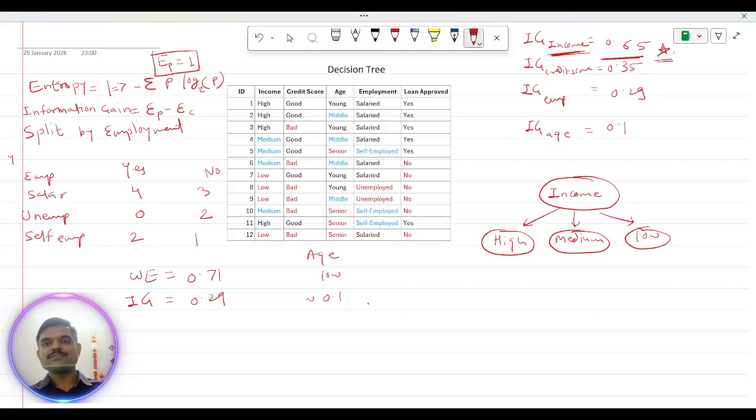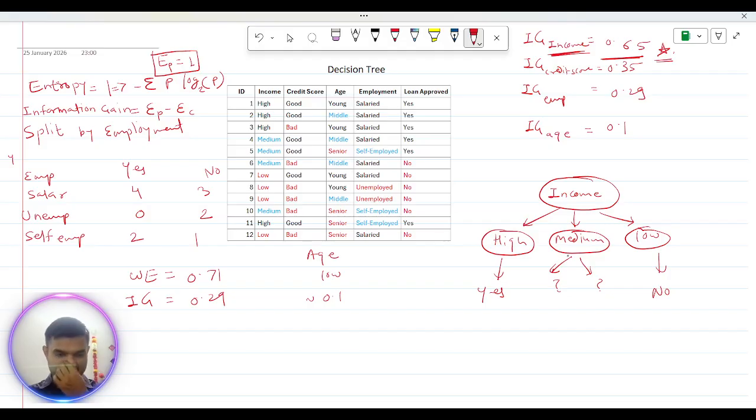Now, if it is high, then of course the answer is yes. If it is low, then the answer is no. And if it is medium, then there is confusion. You can see from here. If it is high, then of course the answer is yes. But if it is low, then the output column is no. But if it is medium, then 50% of the times it is yes, 50% of the times it is no. So how to decide this? That is the question. This is mixed. So we will split through this medium.